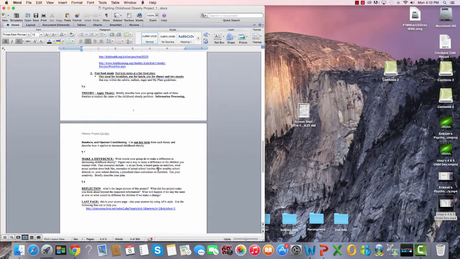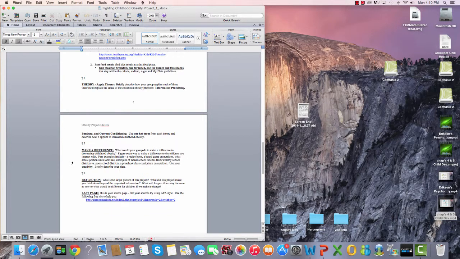Past examples include a recipe book, a board game on nutrition, what actual portion sizes look like, examples of actual school lunches from wealthy school district versus poor school district, a preschool class curriculum on nutrition. Try to be creative. All you have to do is briefly describe your idea.